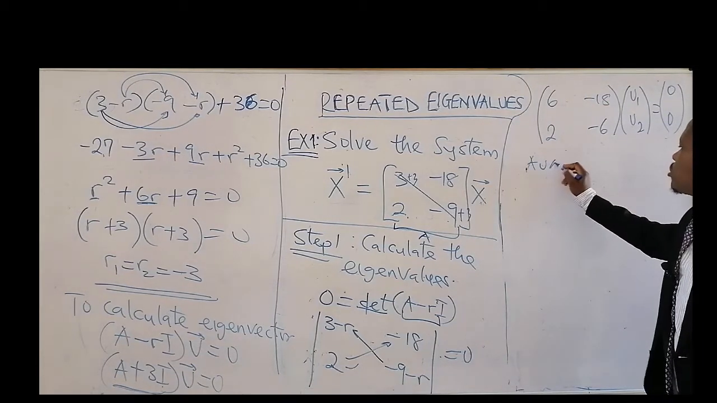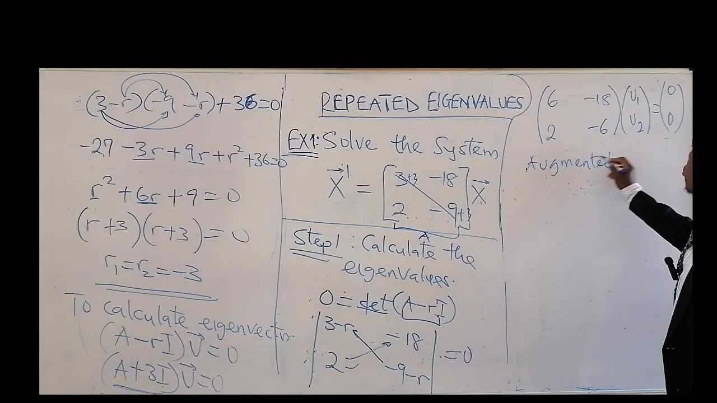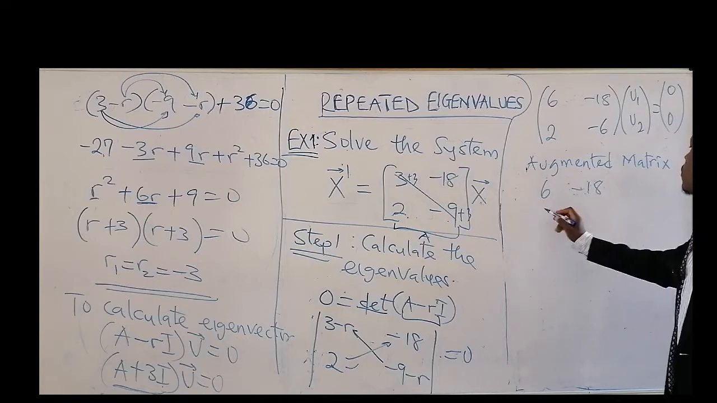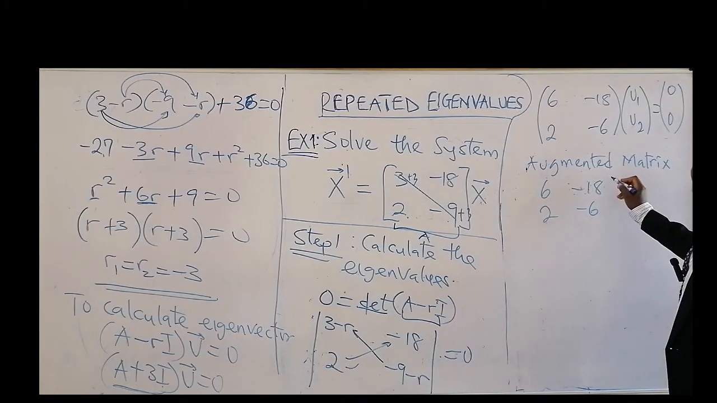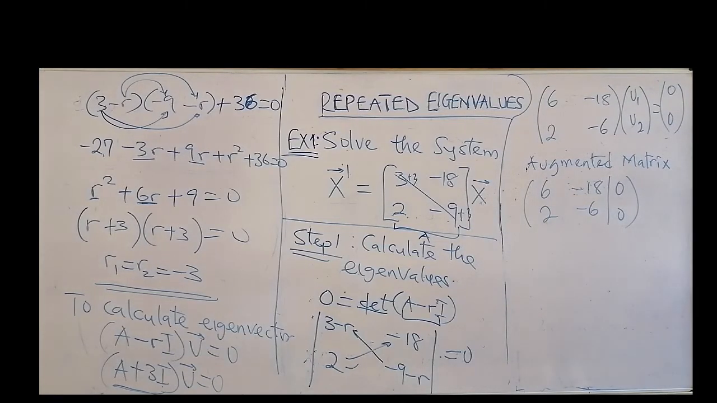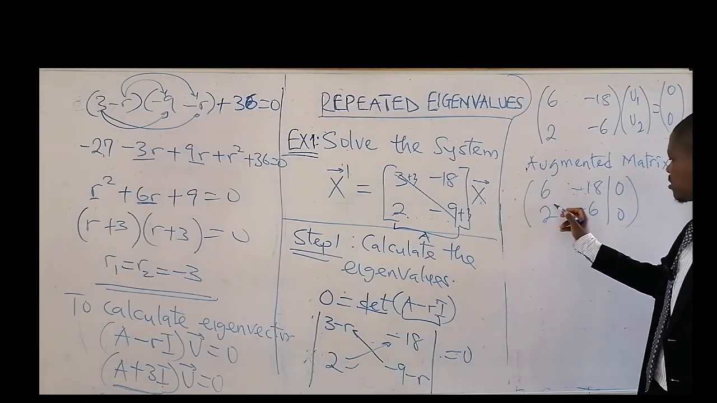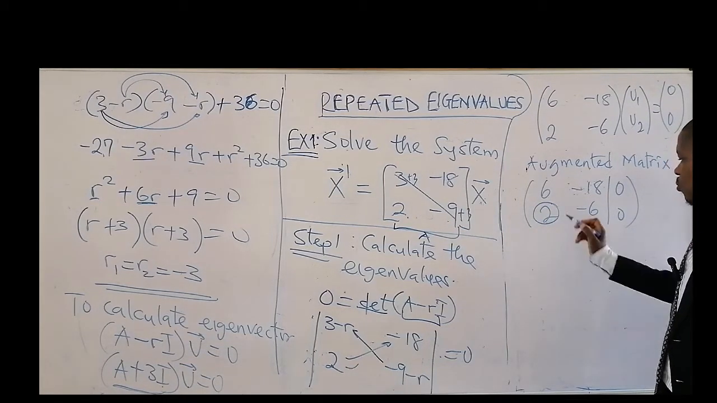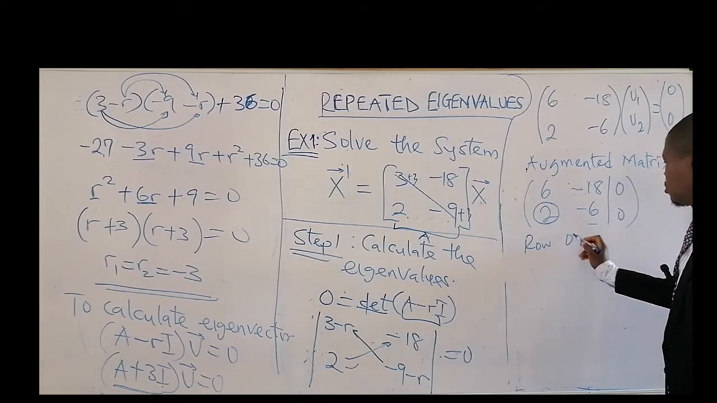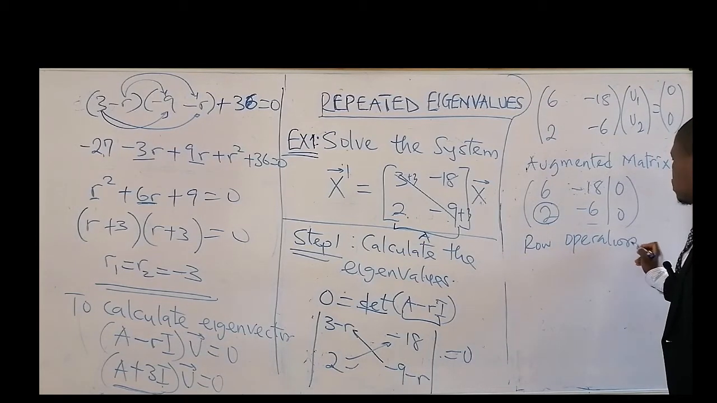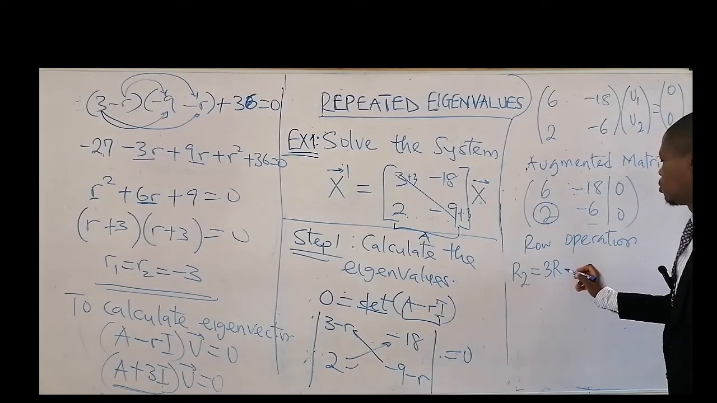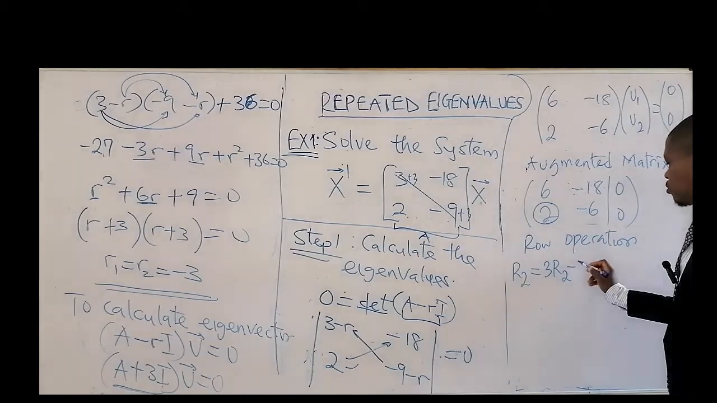The next step is the augmented matrix. That will be 6, 18, 2, minus 6, with the augmented column 0, 0. So that's the augmented matrix. The target now is to have at least a 0 in row 2. So how do we do that? Then we do our row operation: row 2 is equal to 3 times row 2, that will be 6 here, minus row 1.